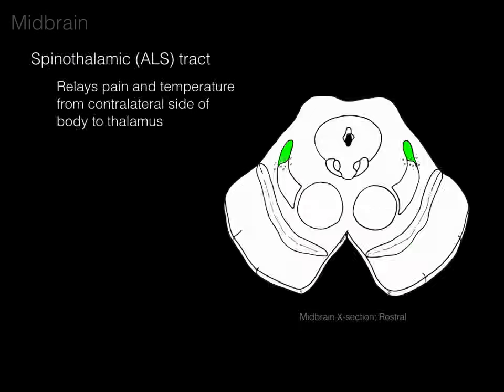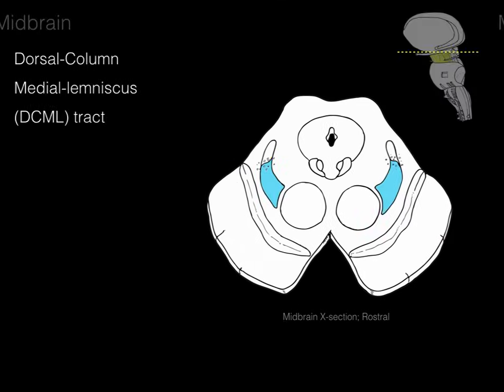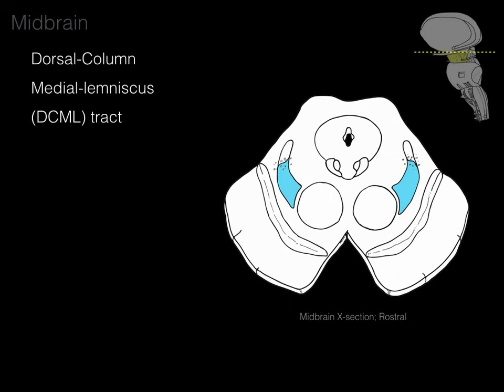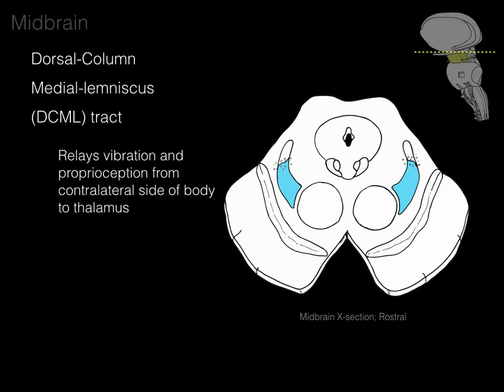But all we see is that when we take a look at this cross section of the midbrain. All right, so next is something called the dorsal column medial lemniscus, or DCML, tract. And it's there in blue. And so the way this functions, it relays vibration and proprioception from the contralateral side of the body up to the thalamus. And so how do we find it? Well, there's the substantia nigra, and then there's the red nucleus, and it's right between the two, kind of sandwiched between the two, where we find the DCML tract. It's relaying vibration and proprioception from the contralateral side of the body to the thalamus.